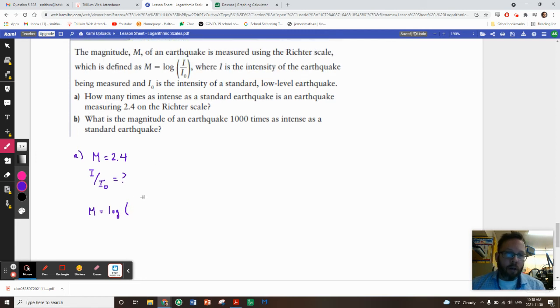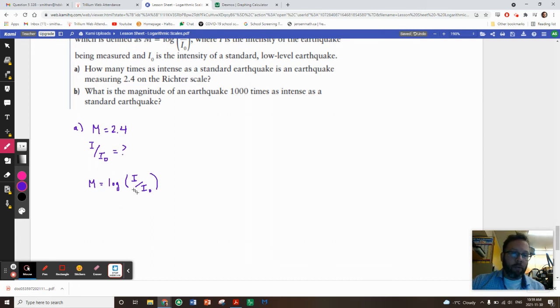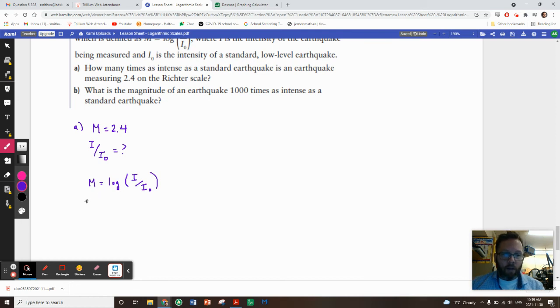You notice this one is kind of like the formula for the pH scale, because unlike decibels, an increase in one level on the Richter scale is a factor of 10 increase, just like the pH level. So that's why they both have similar looking equations. Let's plug in what we know. So 2.4 equals log I over I naught. And to get this, we can just rewrite this in exponential form.